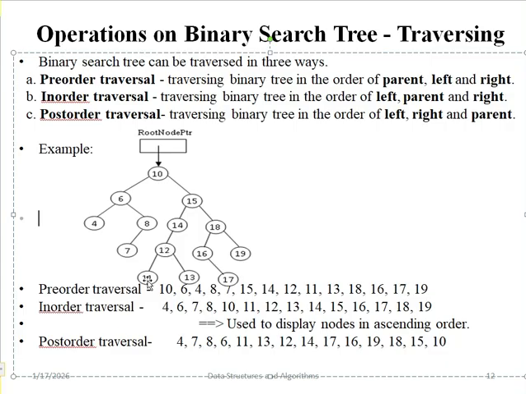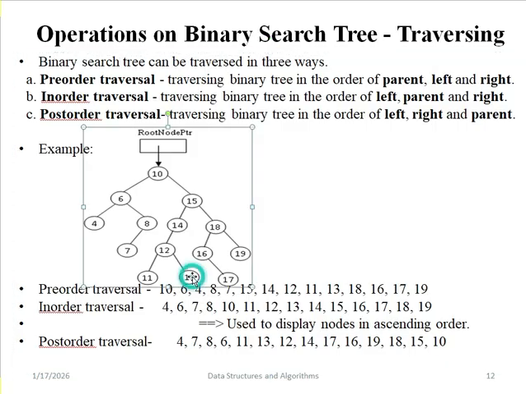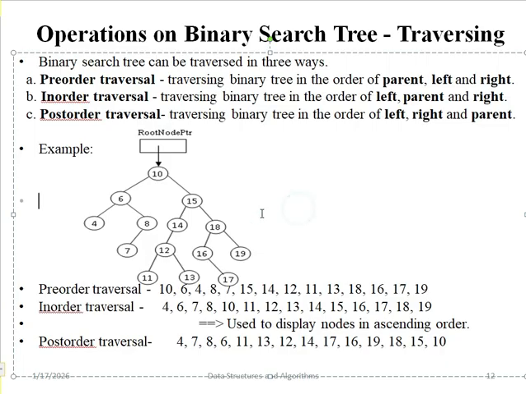So 11 is displayed. Then we should display now the parent 12. Then we can move to the right, that is 13. Then we can move to the parent 14. Then the right, there is no right wing. So now we can take the parent 15. Then move to the right wing.